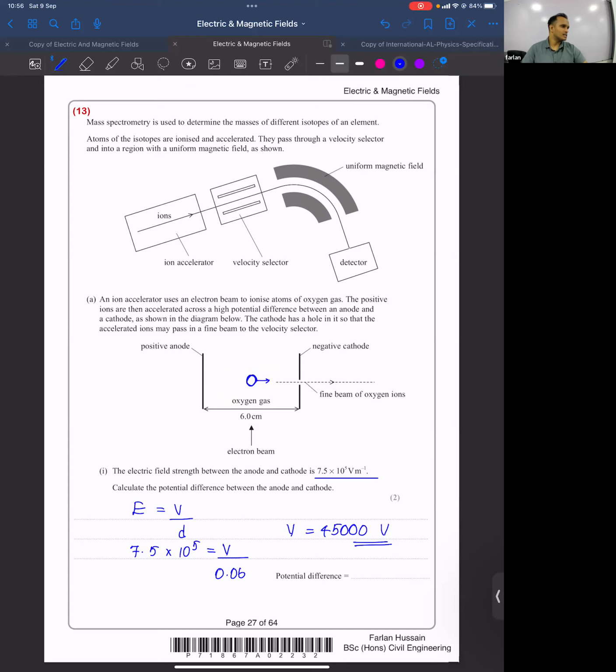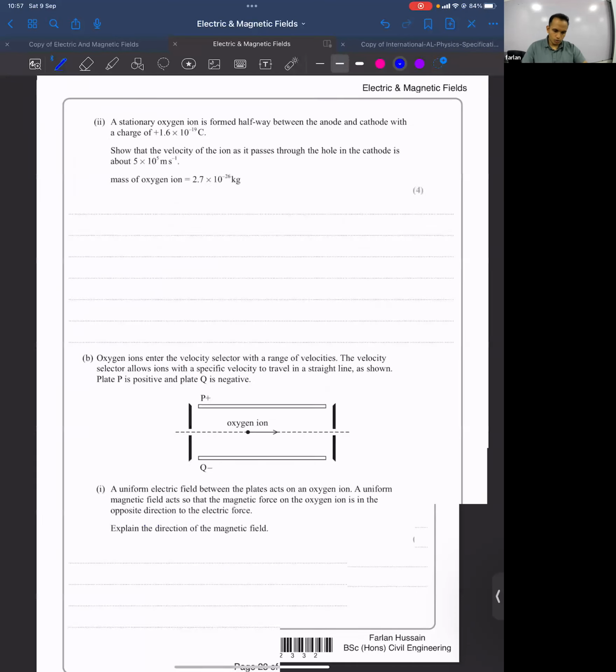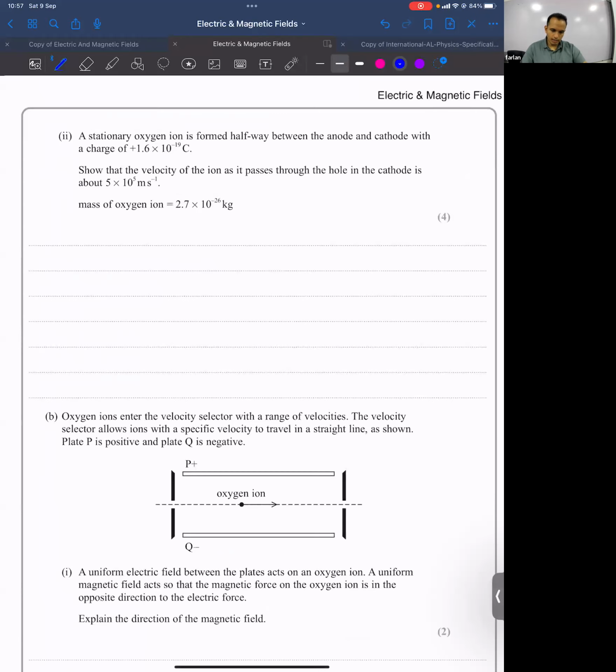Magnetic flux or magnetic flux density. Remember, you want it in terms of SI units. You can take it from the equation F equals BIL. F is newtons, which is kg m s^-2. I is amperes. Length L is meters. From there, you can get B in terms of SI units. So guys, show that the velocity of the ion as it passes through the hole in the cathode is this much.